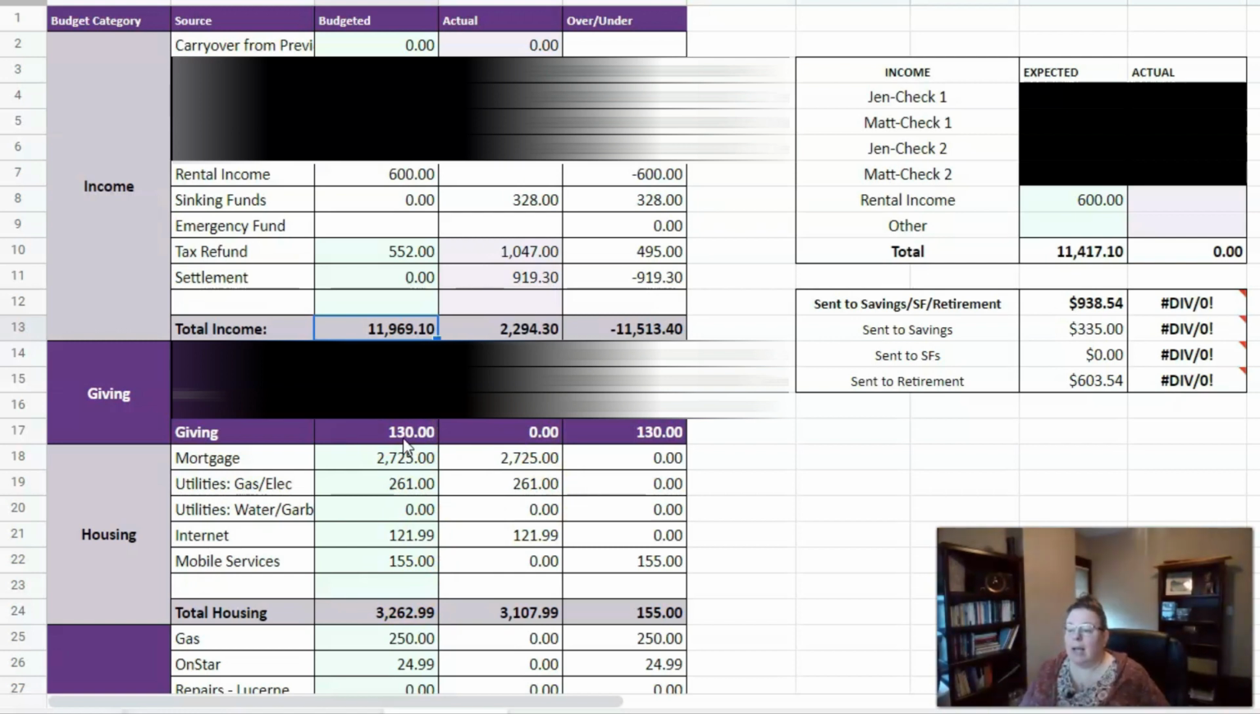And then jumping to housing, we plan on $2,725 for the mortgage, $261 for utilities, which is the monthly gas and electric. We also need to put in $181 for the quarterly city utilities, which is water, garbage, sewer. And then our internet will be $121 and our mobile services will be $155, bringing our total housing to $3,443.